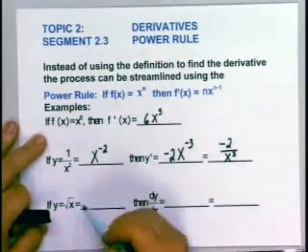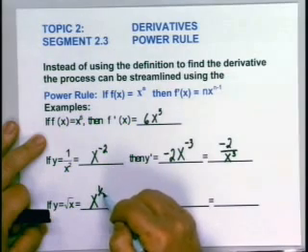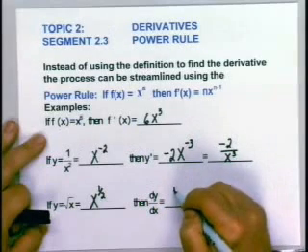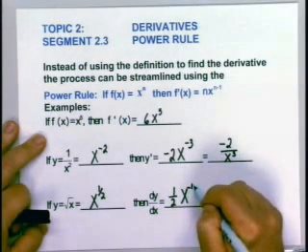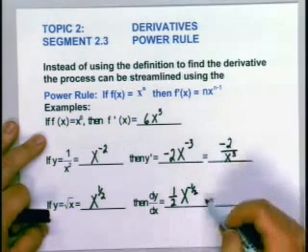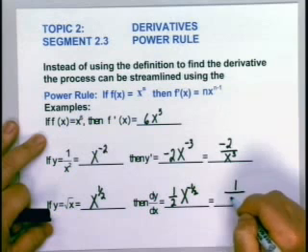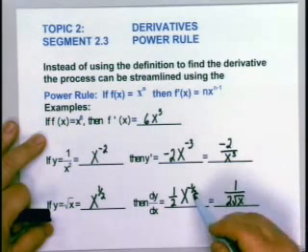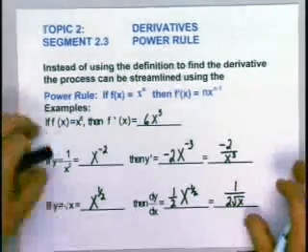If y is equal to the square root of x, we would begin by rewriting the square root of x as x to the 1/2 power. Then dy dx, the derivative, would be 1/2 x to the minus 1/2 power. I would rewrite this problem without a negative exponent as 1 over 2 square root x. I move the x to the minus 1/2 to the denominator and put it back in a radical format.